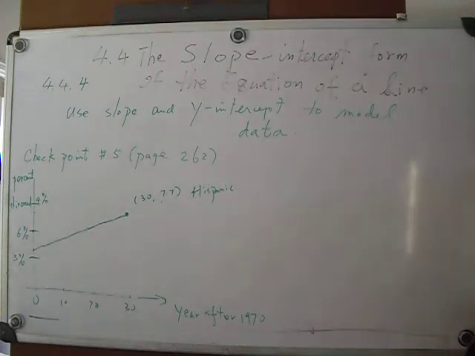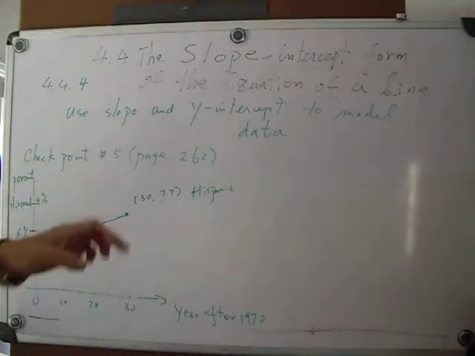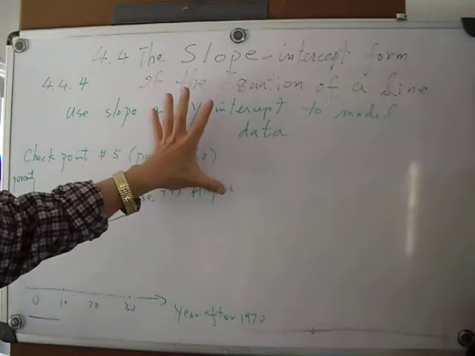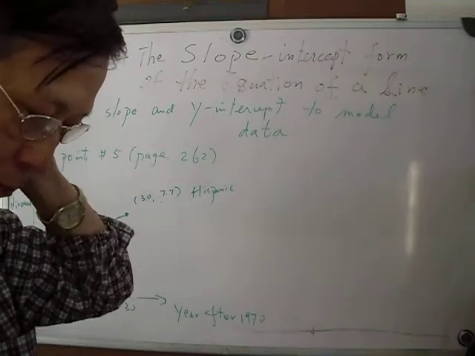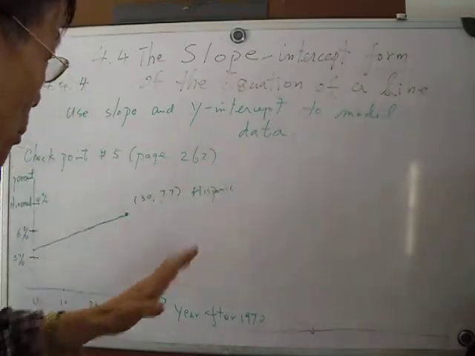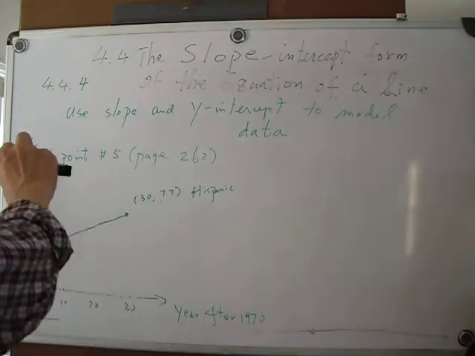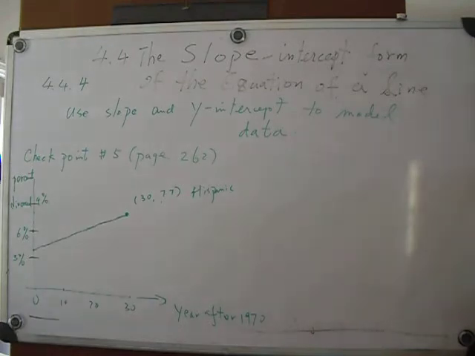Okay, in this very last section of 4.4, use slope and y-intercept to model data. This is about modeling, about the word problem. You're going to have a sentence, an English sentence, to identify and understand.